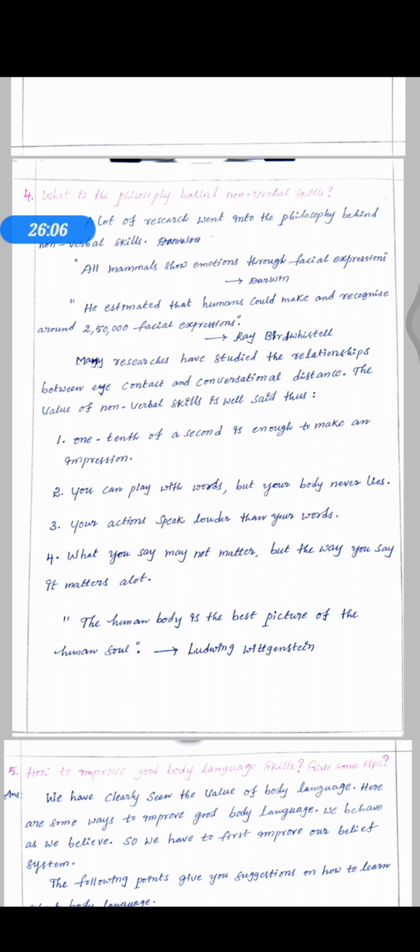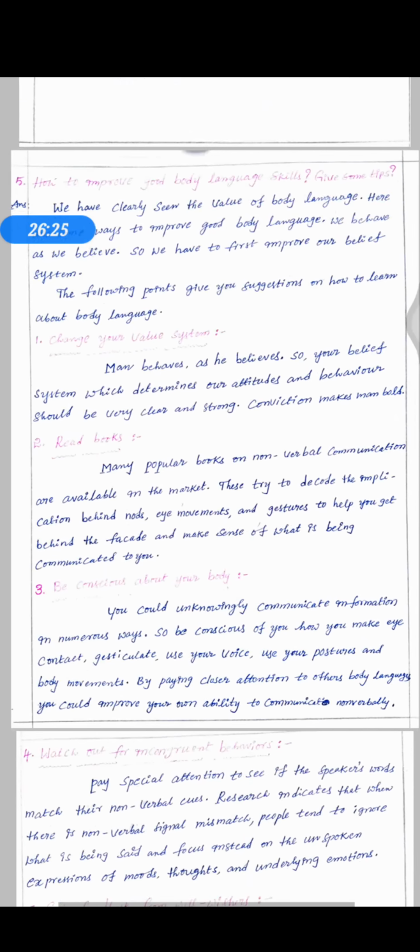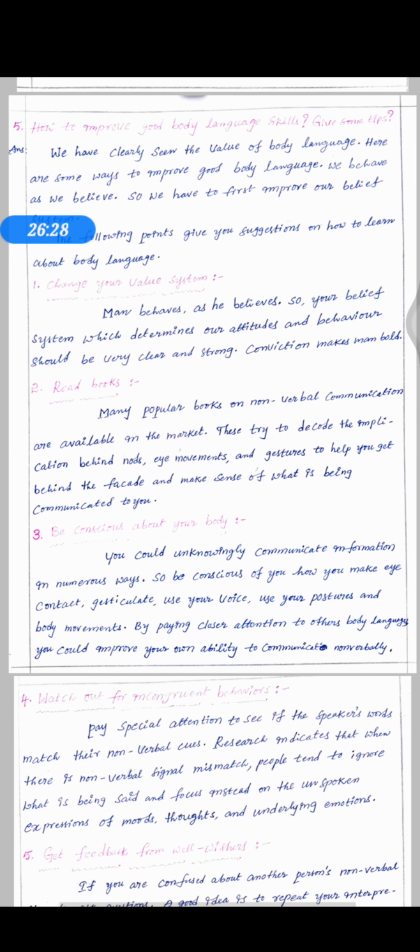So finally I say one quotation: the human body is the best picture of the human soul. This is the next important thing. And one more most important point from the examination point of view, 10 marks: how to improve good body language skills. Give some tips on how to improve good body language skills.